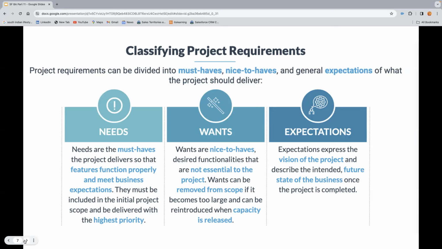Needs are must have items the project delivers so that features function properly and meet business expectations. They must be included in the initial project scope and be delivered with the highest priority. Wants are nice to have. Desired functionalities that are not essential to the project. Wants can be removed from scope if it becomes too large and can be reintroduced when capacity is released. Expectations express the vision of the project and describe the intended future state of the business once the project is completed.